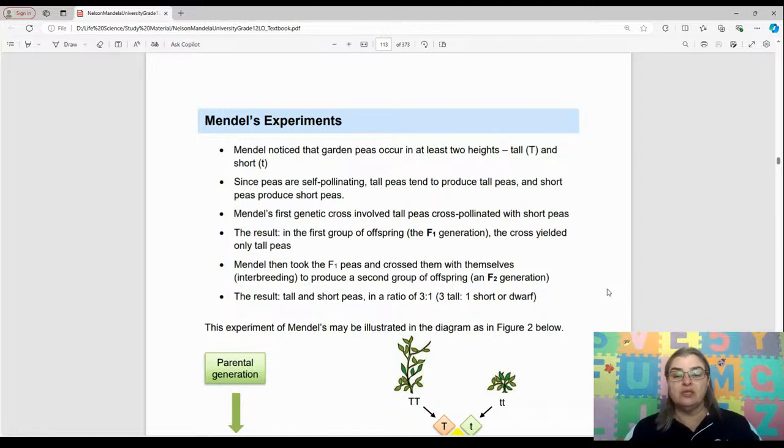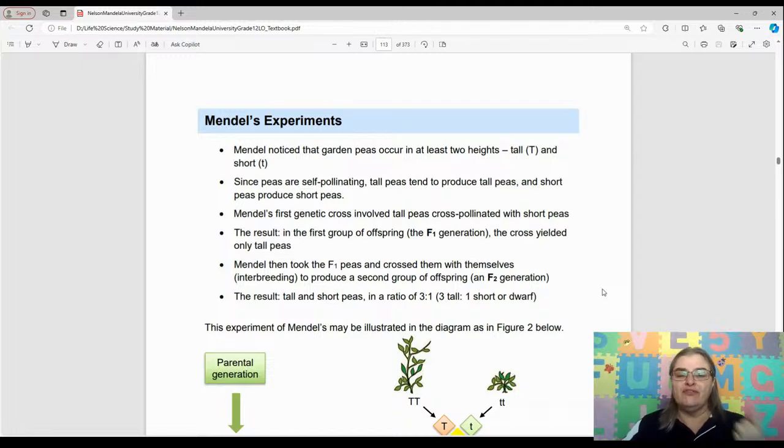The result was that in the first group of offspring, remember we have the parents that are going to combine to do the fertilization and produce babies, or the first offspring, the F1 generation. In that first situation that he experimented with, the result was only tall peas, which would have been quite interesting at the time, not knowing what we now know.